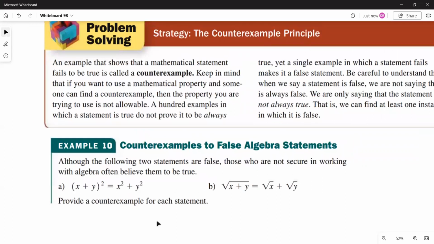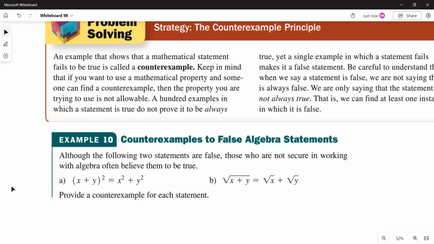Okay, although the following statements are false, those who are not secure in working with algebra often believe them to be true. And actually, they are going to be true in some cases. Like if you let one of the numbers be 0, then the statement is going to be true. But in general, it's going to be false. So yeah, you can find some instances for which this is true. But that doesn't make the statement true.